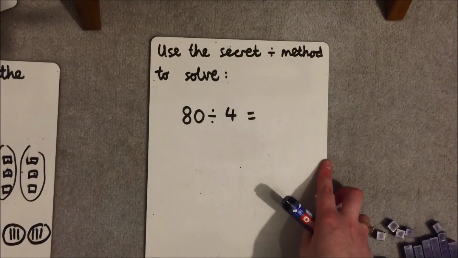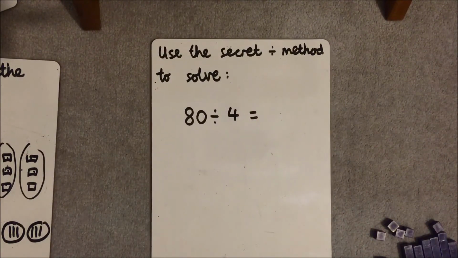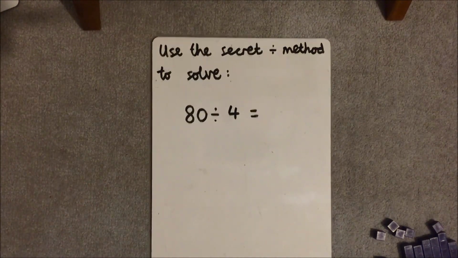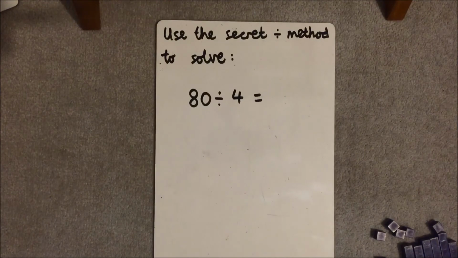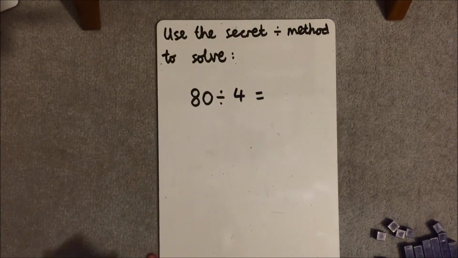Ready? How would you solve 80 divided by 4 using the secret division method? I'd like everyone to have a go at this. Pause the video, have a go on a whiteboard or piece of paper. Ready to practice together? So what was my secret division?